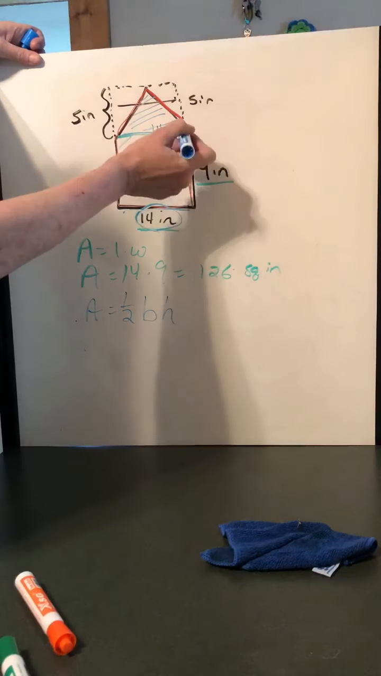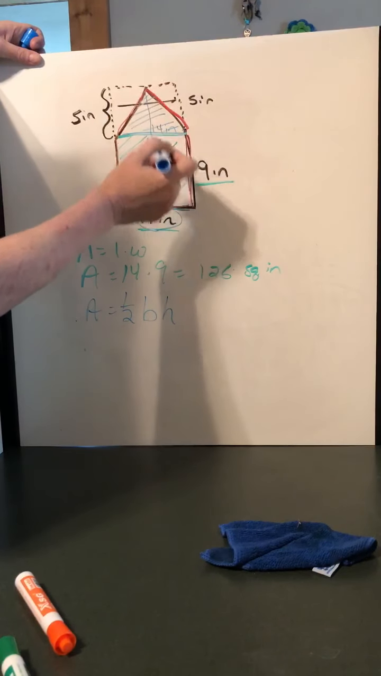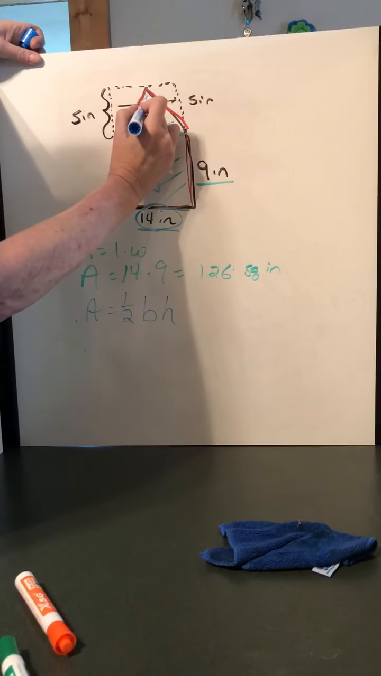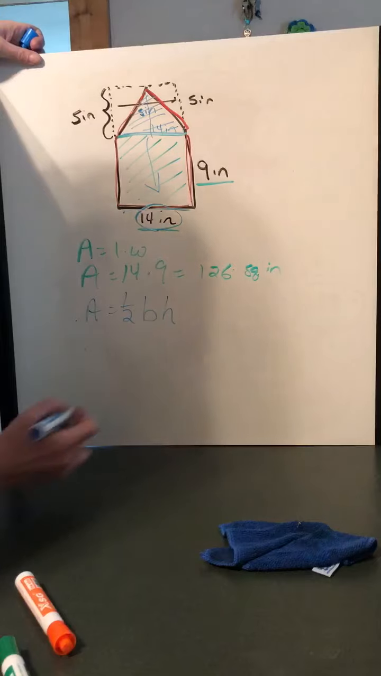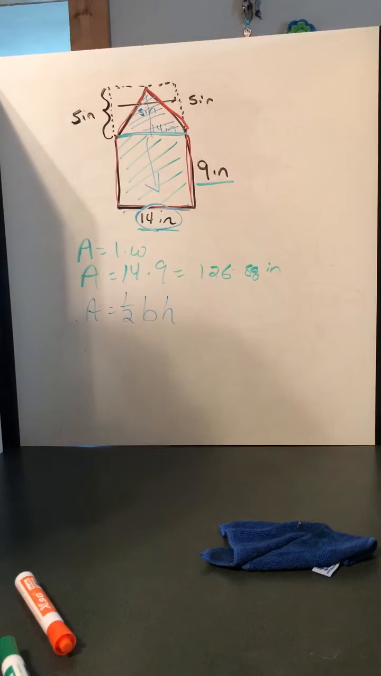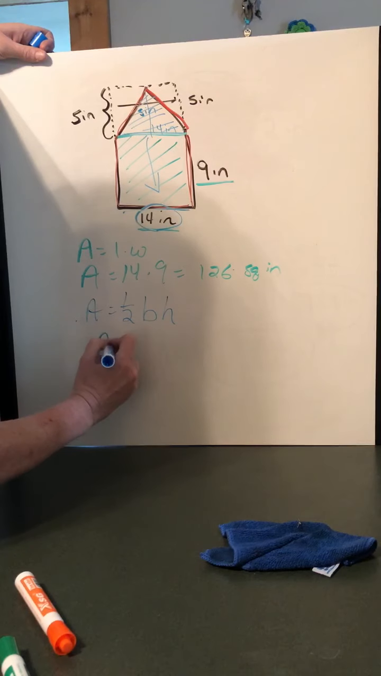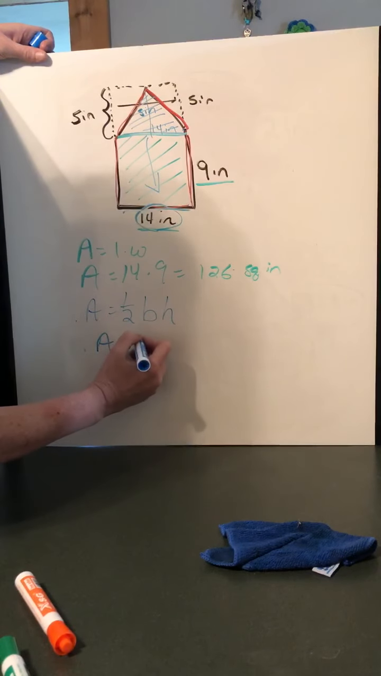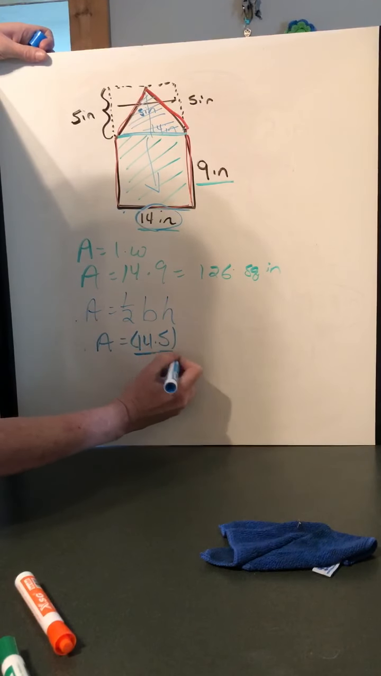My height, I already know. See this part right here? That's telling me that this height is 5 inches. So the base and height of my triangle is 14 and 5. So to find my base times my height, and then half of that, I'm just going to go ahead and multiply my base times my height, which is 14 times 5. And then my answer of that, I'm going to divide by 2.